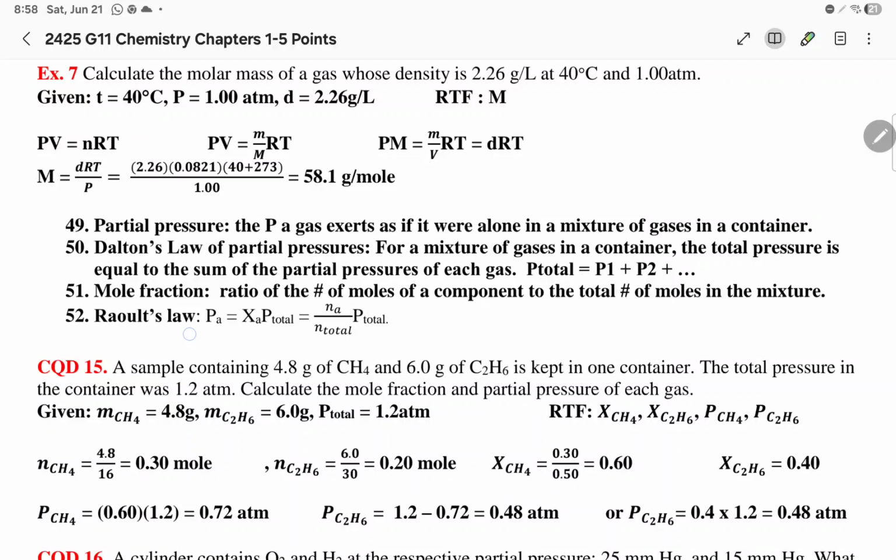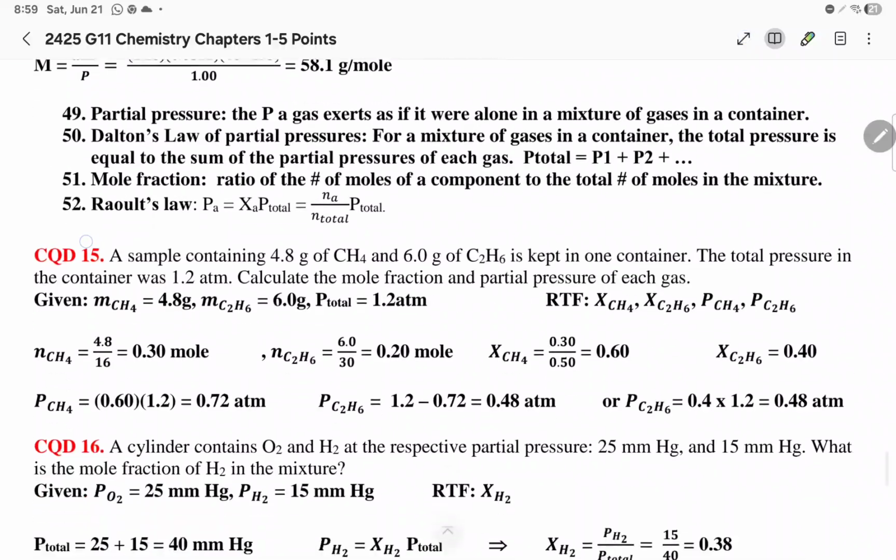This is the new part. Raoult's law. Partial pressure is equal to X_A times P total. Okay, now I need to figure out what they use X for. Oh yeah, I realized. X stands for the mole fraction, because it's n_A over n total. So the mole fraction times P total, which isn't new, I just realized we've taken it in grade 9 also. So partial pressure equals mole fraction times P total.